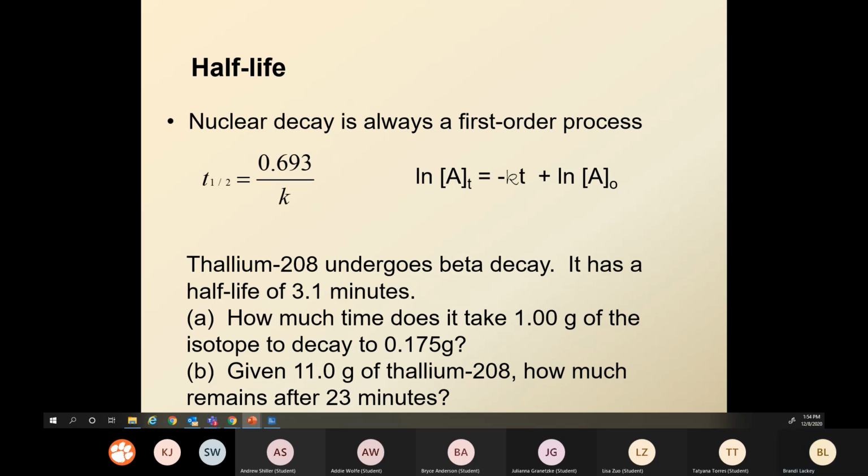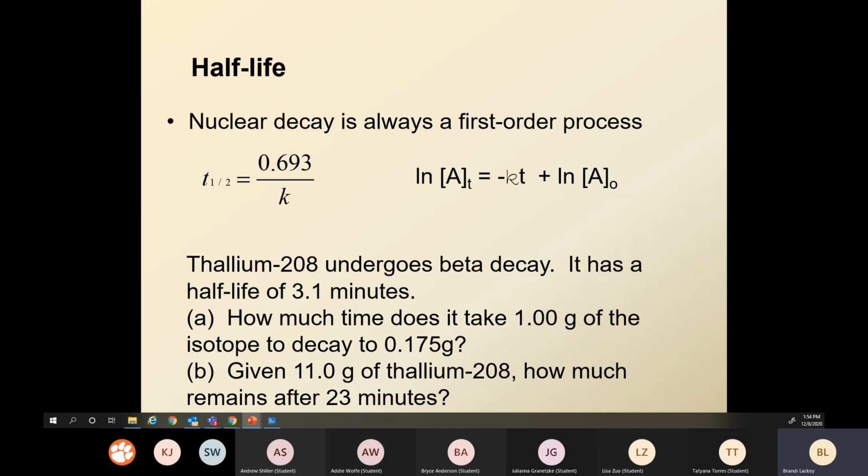So here's how we've used it before. Before, you might have taken the 1 gram and kept dividing it in half until you got the 0.175 and figured out how many times you divided in half times the 3.1 minutes. If we look at those 3.1 minutes and that is our half-life time, we can go and find K.